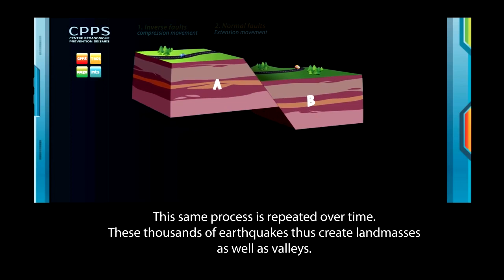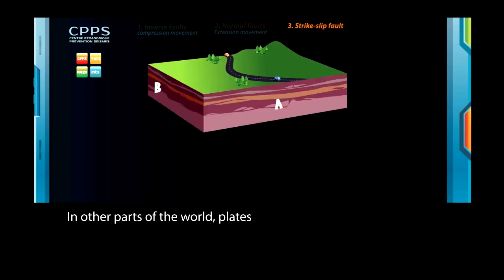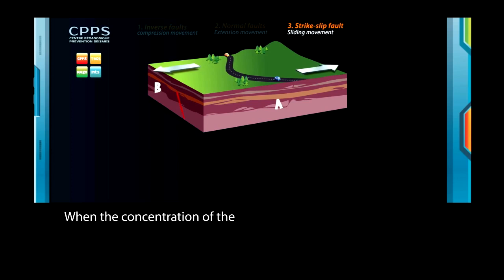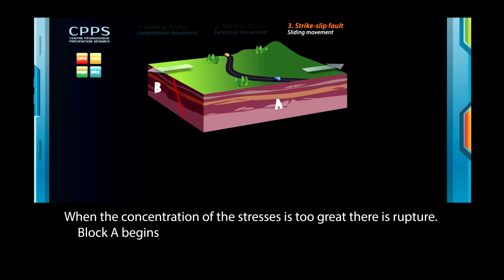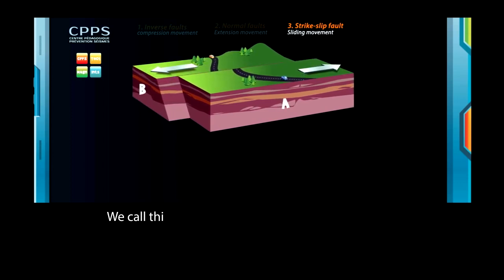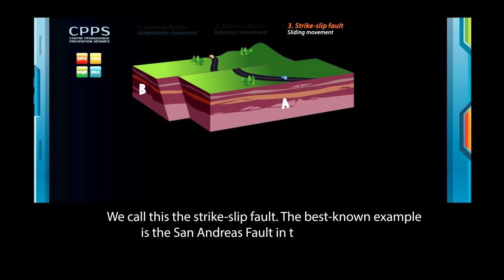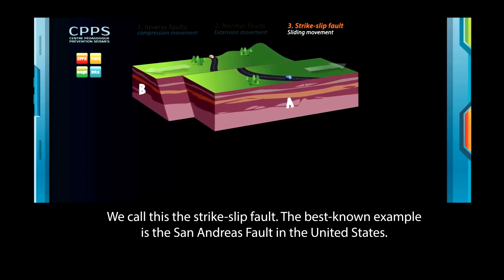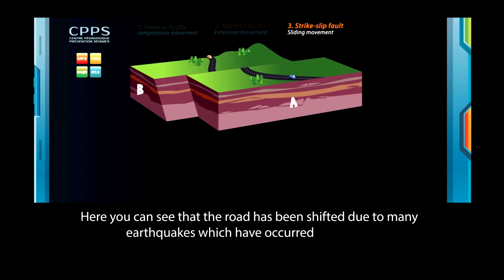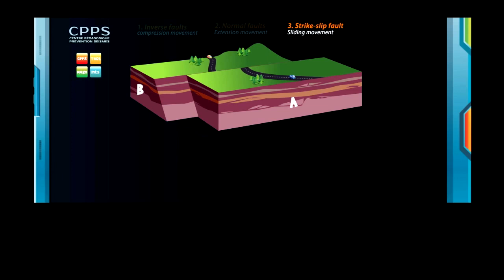In other parts of the world, plates A and B try to slide against each other but are stuck at the level of the fault. When the concentration of the stresses is too great, there is rupture. Block A begins to slide along the fault with respect to block B. We call this the strike-slip fault. The best-known example is the San Andreas Fault in the United States. Here you can see that the road has been shifted due to many earthquakes which have occurred over time.